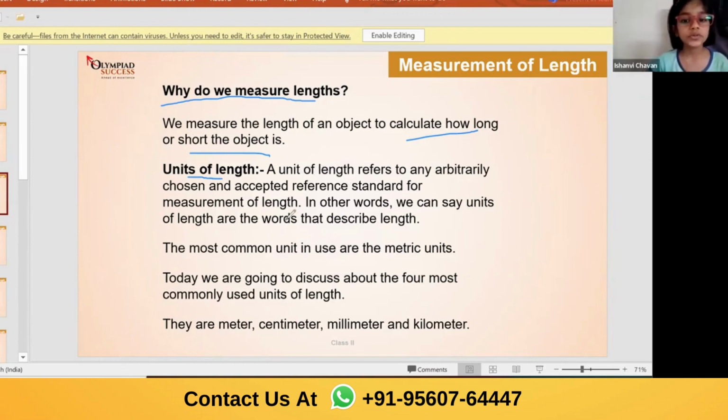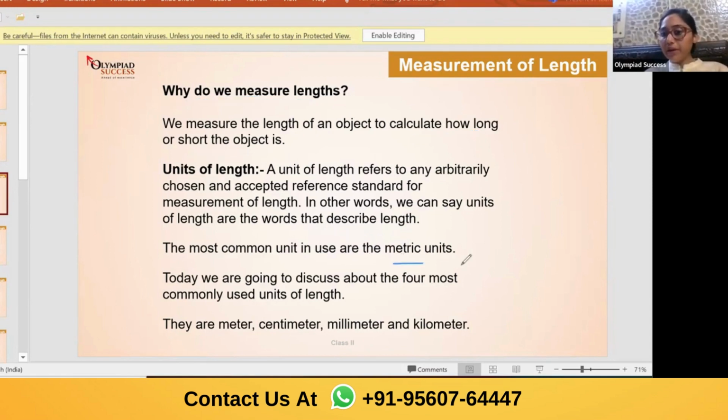A unit of length refers to any arbitrarily chosen and accepted reference standard for measurement of length. In other words, we can say units of length are the words that describe length. The most common unit is the meter.